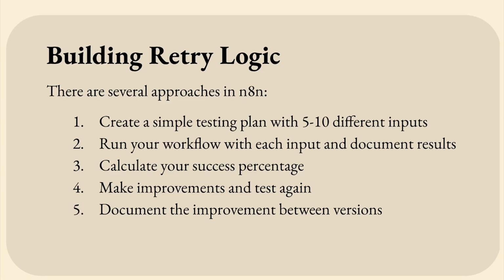Next step is you need to document your success rate improvements, and here's how to test your workflow. Start by creating a simple testing plan with 5 to 10 different inputs. Run your workflow with each input, document results, and calculate your success percentage. Keep on making improvements and testing the API or response data again and again, and don't forget to document the improvement between each version. For example, you might find your original workflow succeeds 70% of the time, but with error handling and data cleaning, it improves to 85 to 90% reliability.